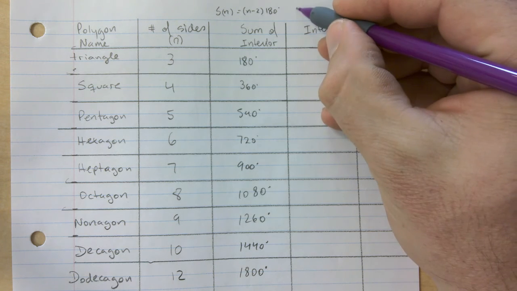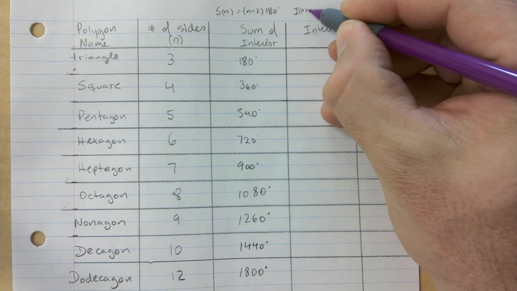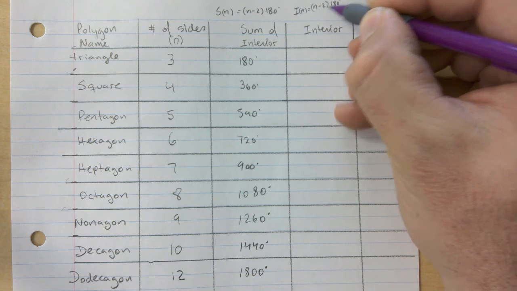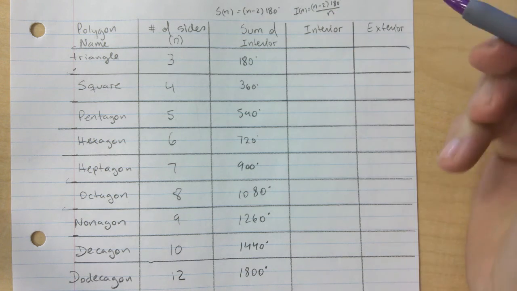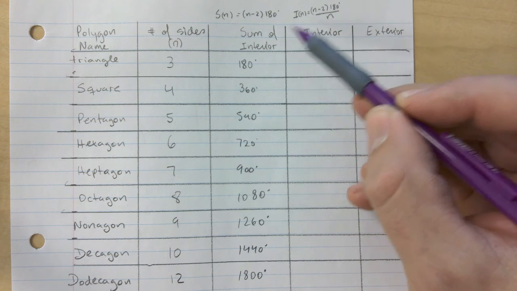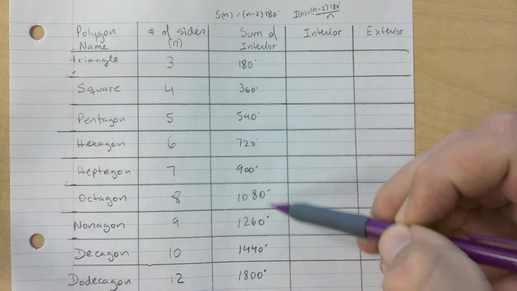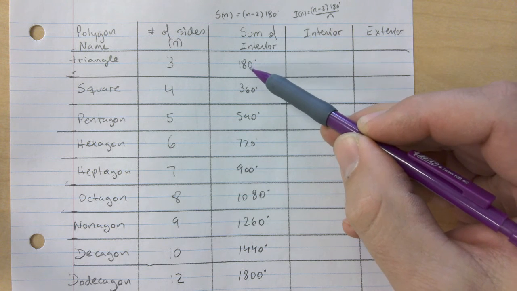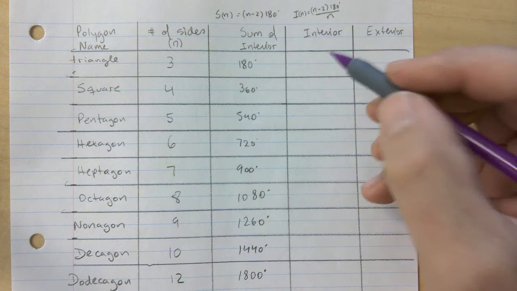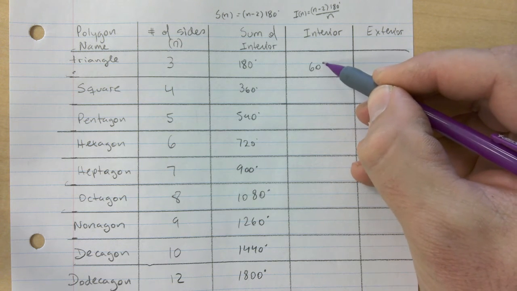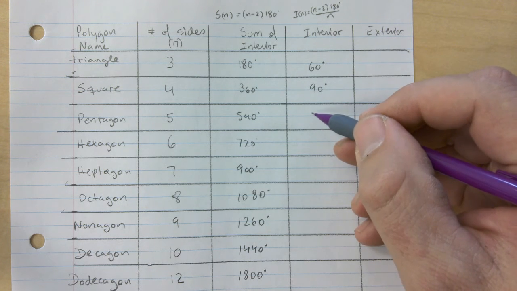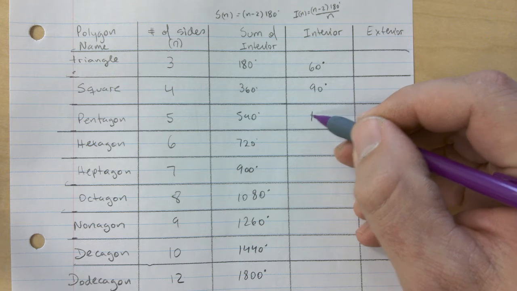And the interior, I'm just using this formula, right? Which is n minus 2 times 180, divided by n. So essentially, watch this, the n minus 2 times 180, you've already calculated here. If you just divide this by n, which is over here, you get the interior. So this would be 60, right? 360 divided by 4 is 90. This one is 72.